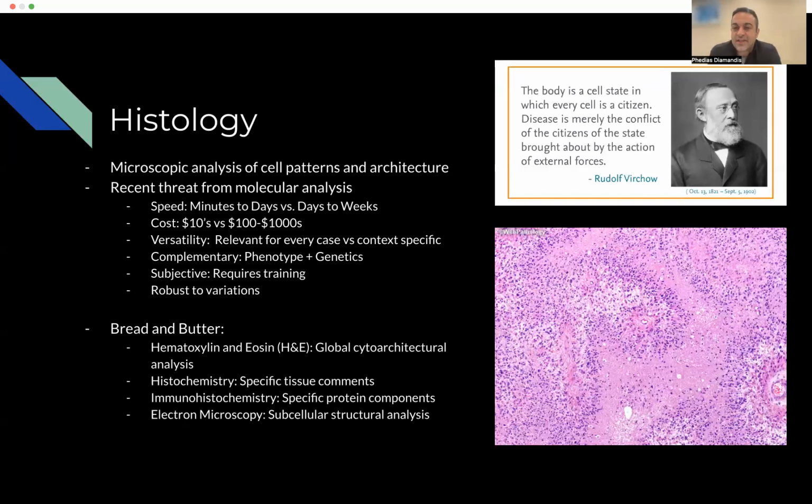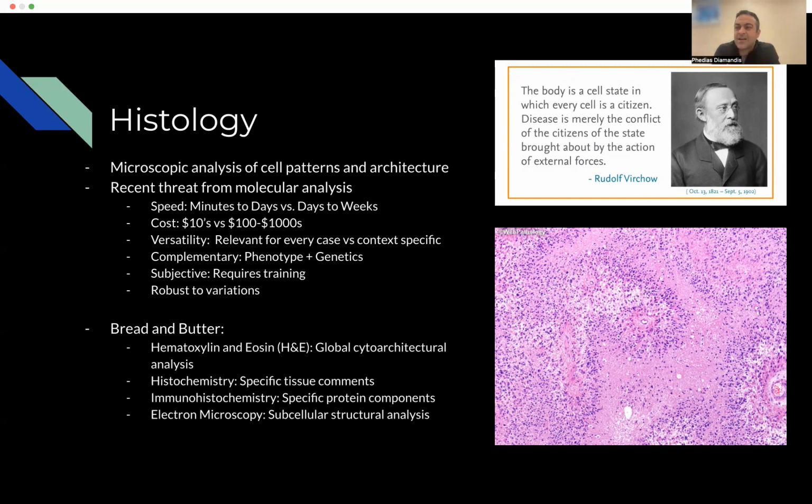So let's look at what the pioneer of the H&E stain, or cellular pathology, had to say about it. And really, this is 150 years ago. So imagine the kind of insight that these pioneers had in this specific field. "The body is a cell state in which every cell is a citizen. Diseases are merely a conflict of citizens of the state brought about by external forces."